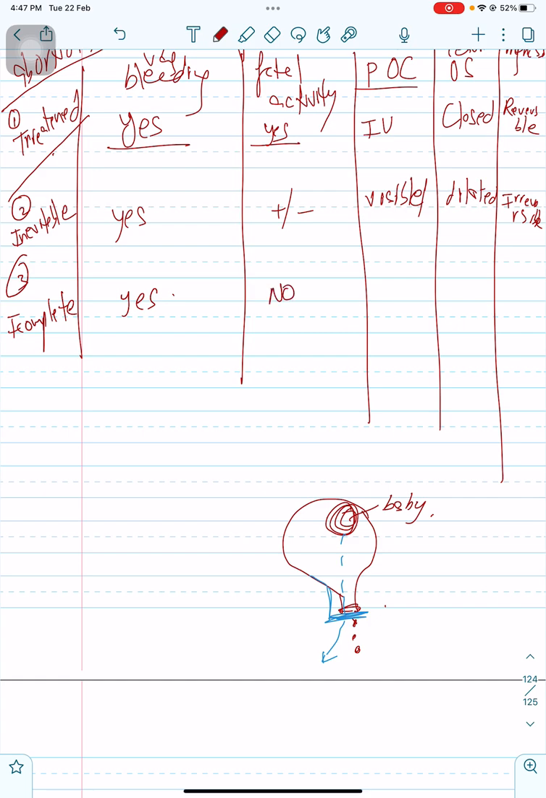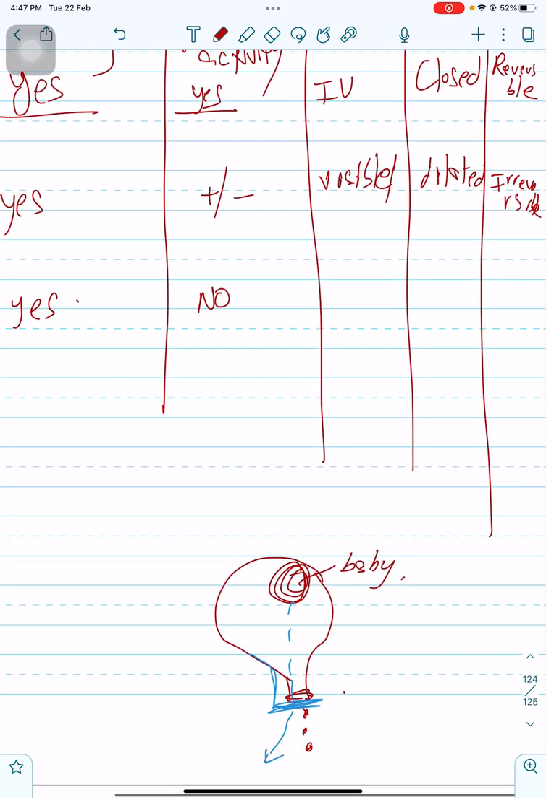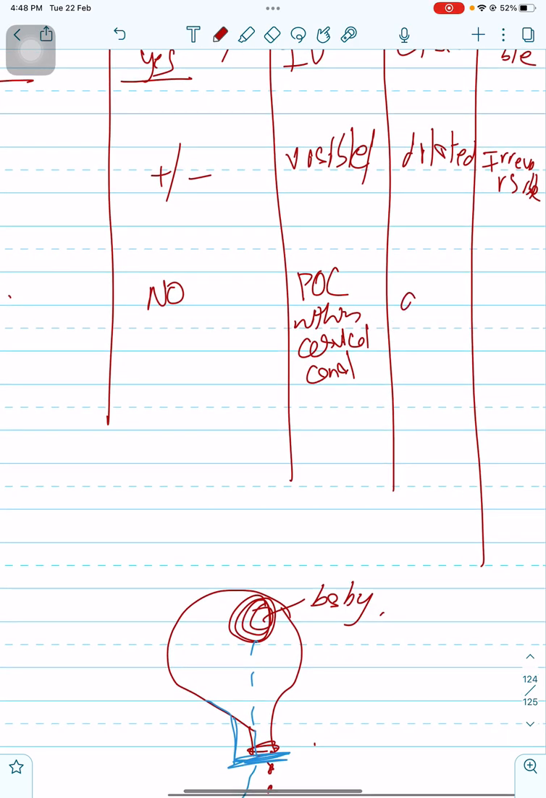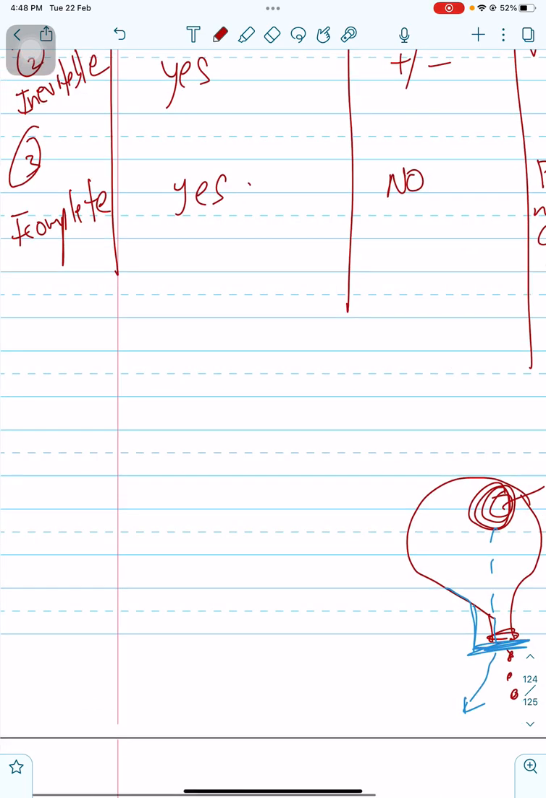The baby is unfortunately not with us anymore. The product of conception is within the cervical canal or uterus, right? So some goes out and some is still there, and obviously your os is going to be open. It's irreversible, of course. Then comes complete, right?